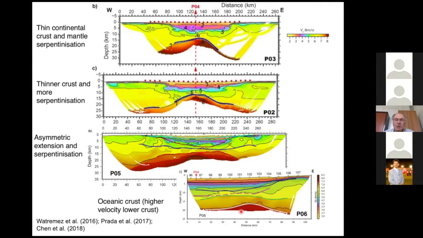And then in our southernmost profile, we see something rather different. We see higher velocities. We do see a PMP. We see an oceanic MOHO. And the crust is much thicker, so we seem to have oceanic crust in the south.